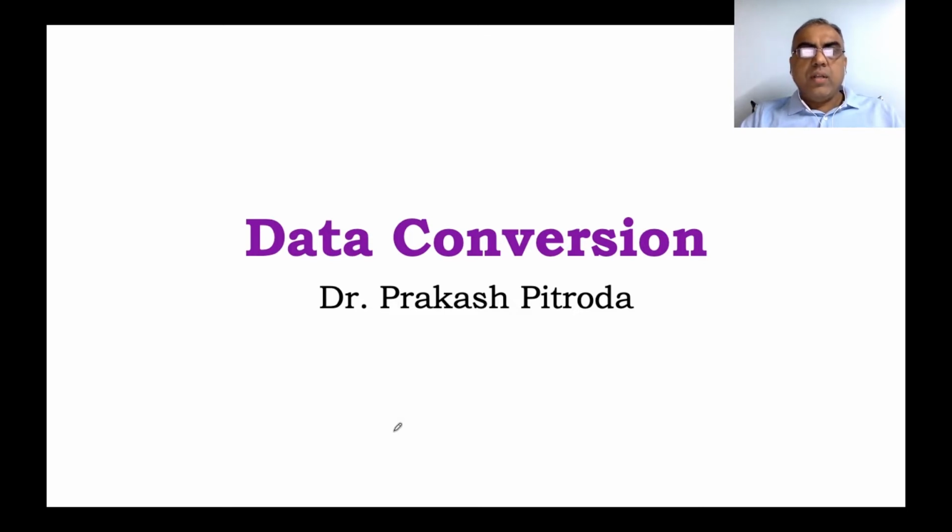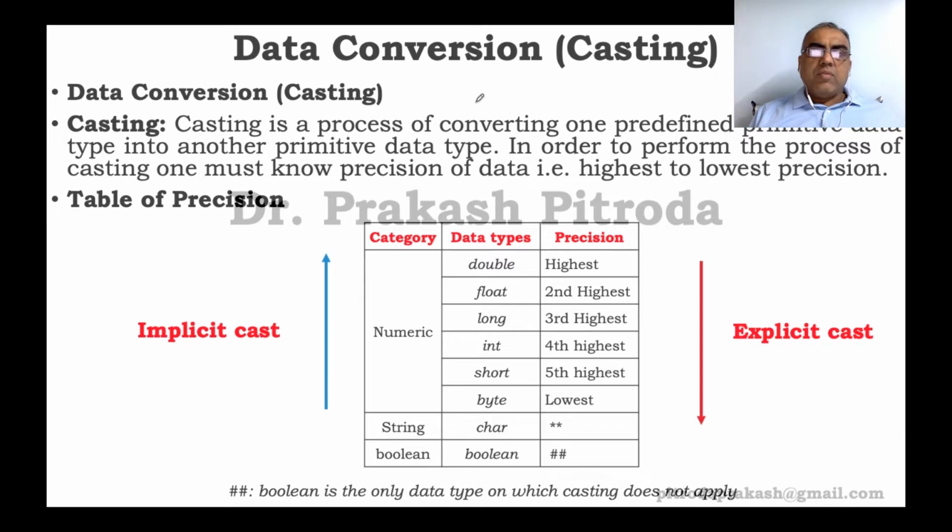In case you have not done casting with me, you need to go through my video on typecasting so that you will be able to understand this topic very well. Now in casting, what we have learned is that casting is the process of converting one predefined primitive data type into another primitive data type. Here is the list of primitive data types: double, float, long, int, short, byte, char and boolean.